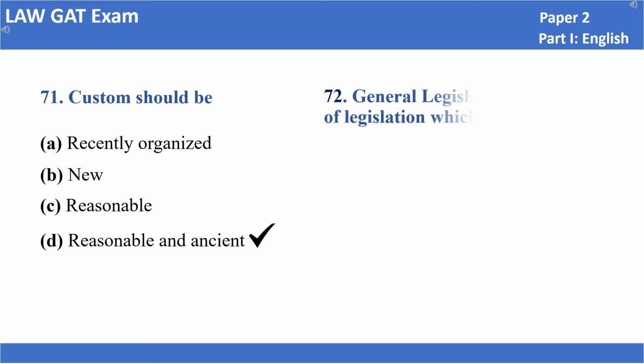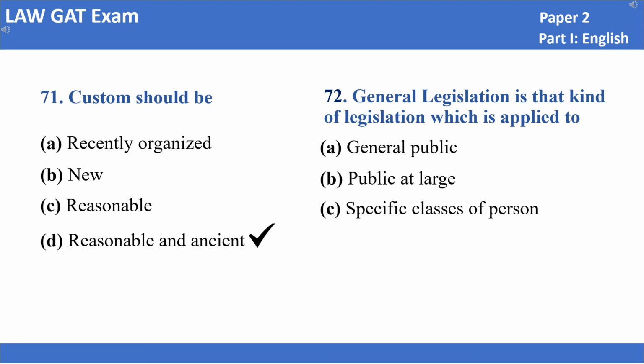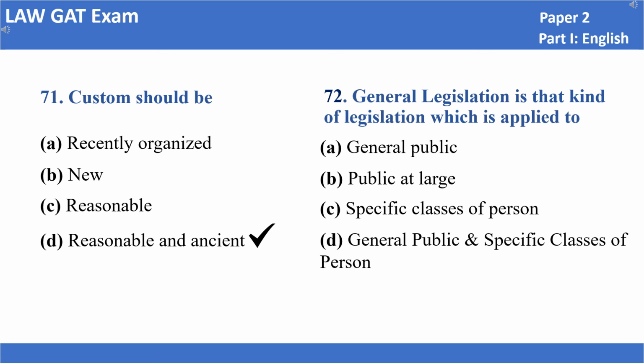General legislation is that kind of legislation which is applied to option A, general public, option B, public at large, option C, specific class of person, or is it option D, general public and specific classes of person? The correct answer is option B, public at large.